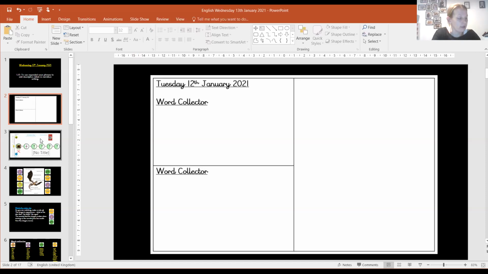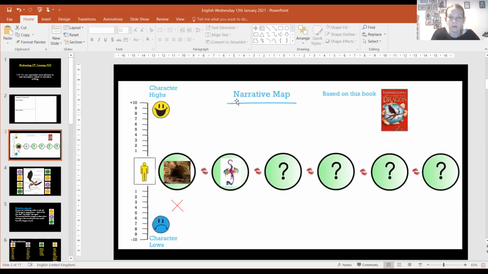Fantastic, well done. Okay, so let's have a look at our narrative map. Now, for those of you in Panthers, you'll be very familiar with these. I think Jaggy used them as well. So this is our narrative map, and it shows where in the story we are.